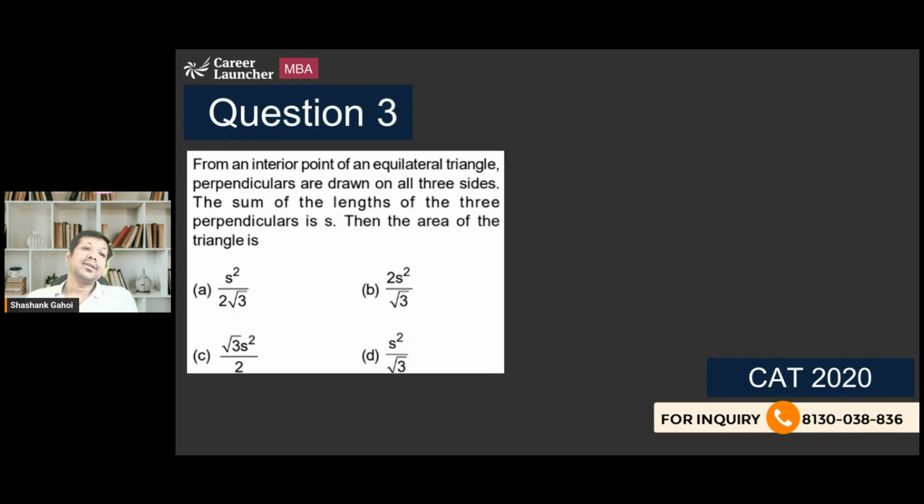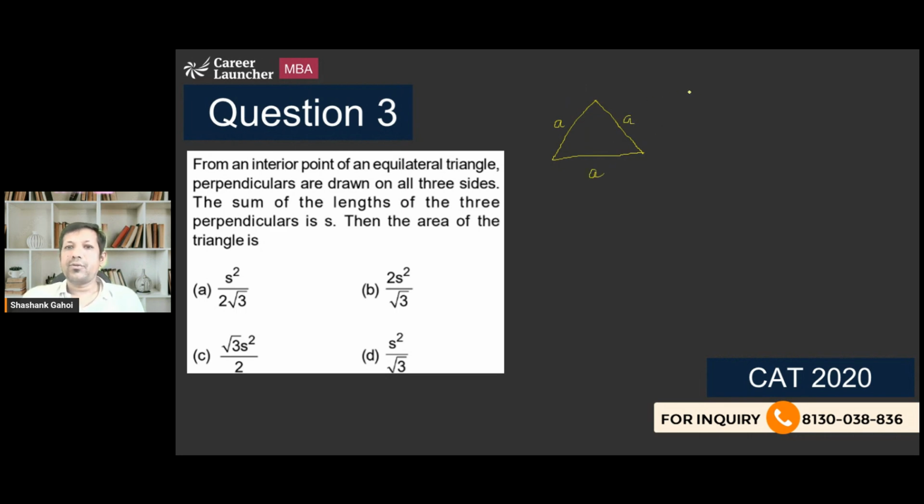What does it say? From an interior point of an equilateral triangle, perpendiculars are drawn on all three sides. The sum of the lengths of the three perpendiculars is S. The area of the triangle is what? So the sum of perpendiculars is S, that is given to us. Let's talk about the equilateral triangle. We have already seen the properties of an equilateral triangle. So let's say this side is A, this side is A, this side is A, and that is the perpendicular.